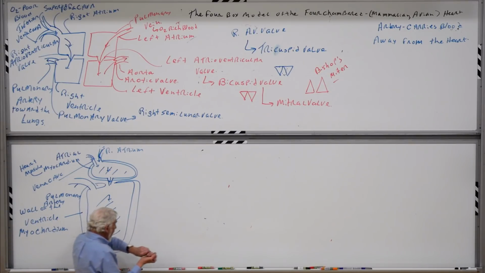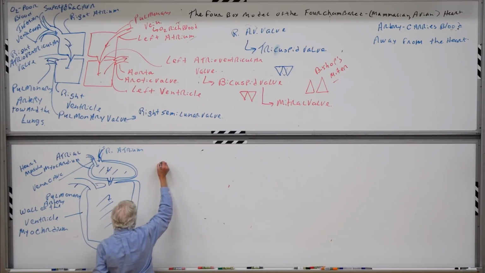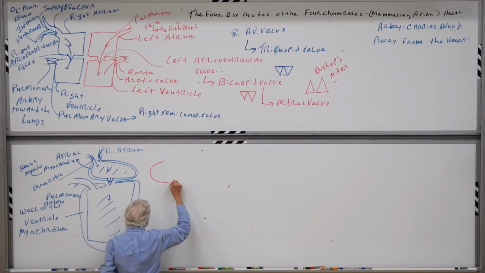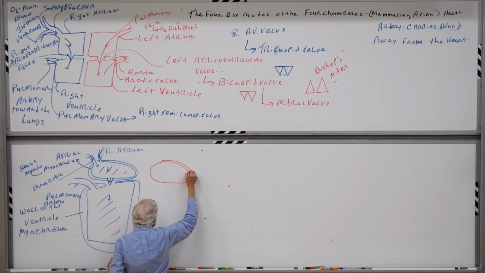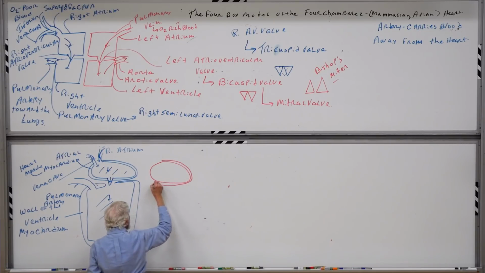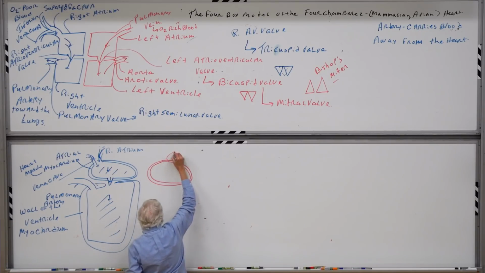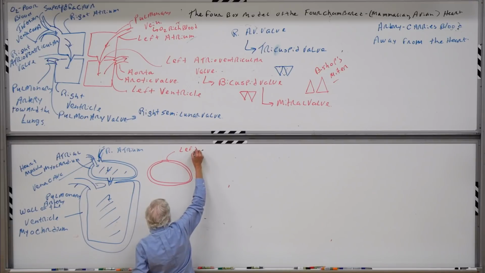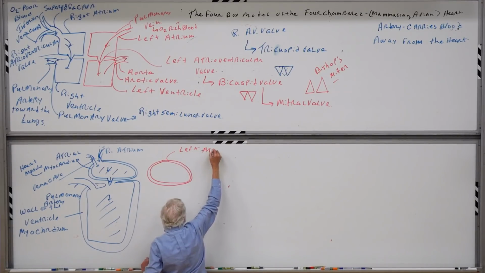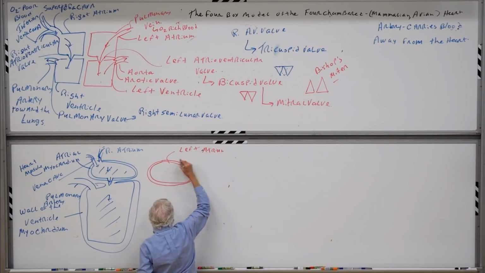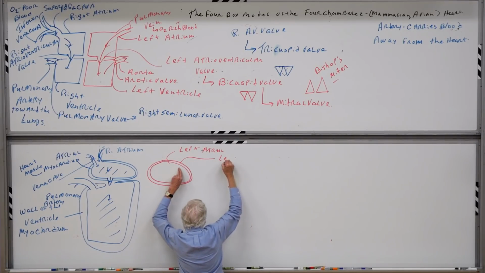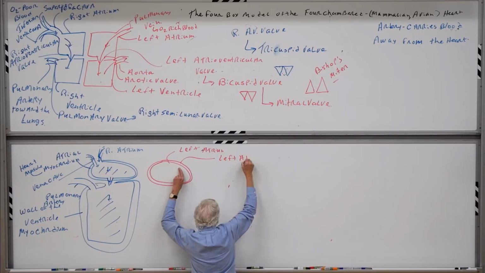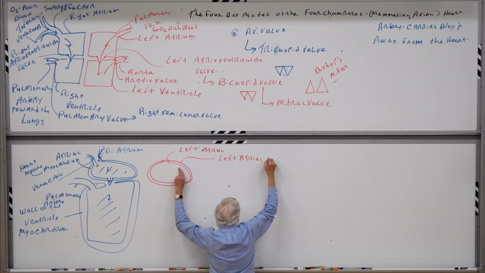If we go to the other side, we see a pretty similar pattern. We see this thin-walled structure of the left atrium. This is meant to be the left atrium. This structure is intended to represent the left atrial myocardium.